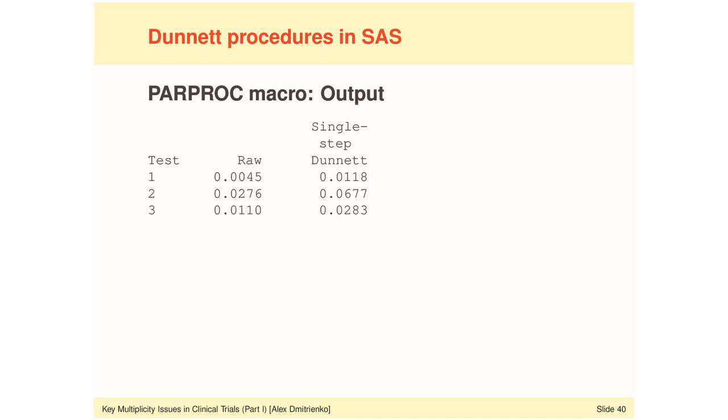The output produced by the parametric macro is presented on slide 40. Here we see a set of raw p-values computed from the test statistics that we specified earlier, and this set of raw p-values is accompanied by a set of adjusted p-values that were derived based on the single-step Dunnett procedure.